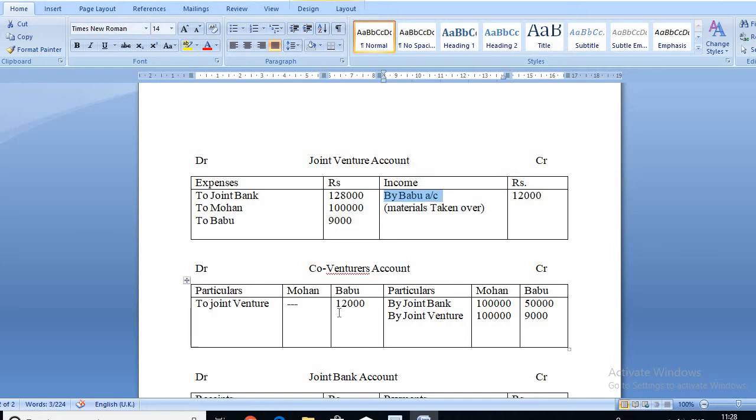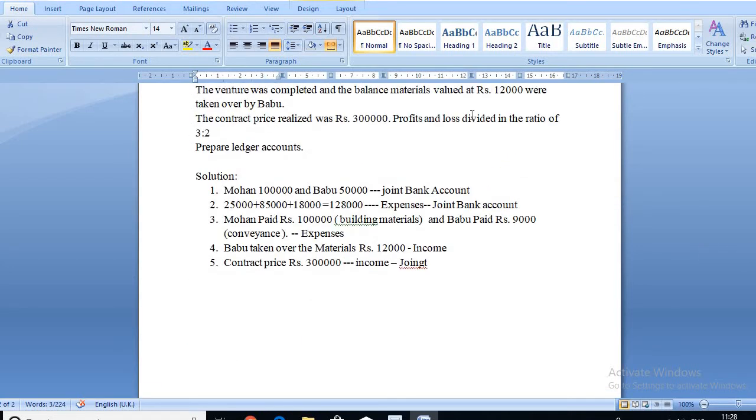The cross posting in Babu account is debited 12,000 to joint venture. So the fourth transaction is over. Now come to the last transaction, contract price. So after completing the building, Mohan and Babu will get 3 lakh rupees.